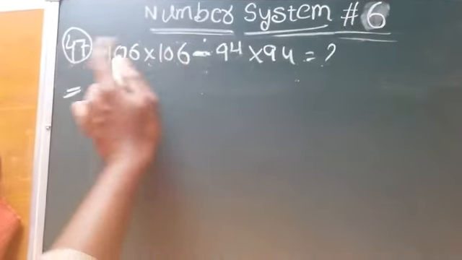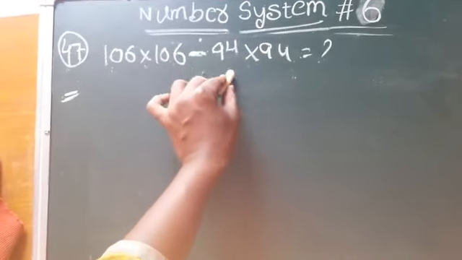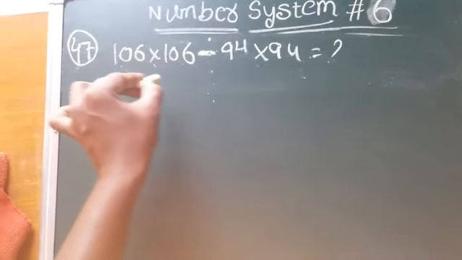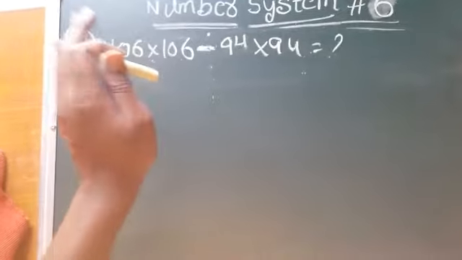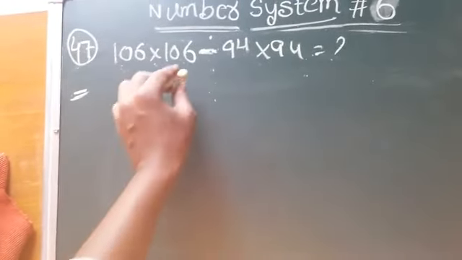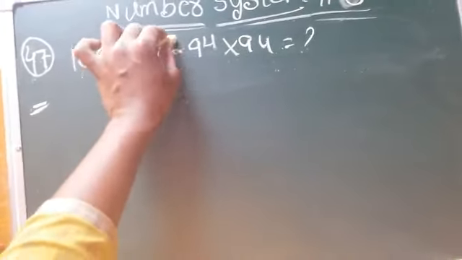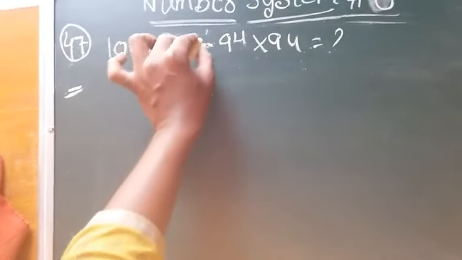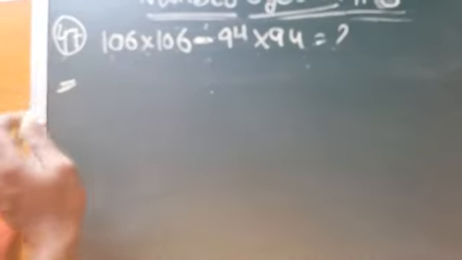See the next question. 106 into 106 minus 94 into 94. Observe the question. We have solved this type of problem at the starting of this video, right? But at that time we had a plus sign in the middle, but here we have a minus sign. Let us see what to do whenever we have a minus sign.